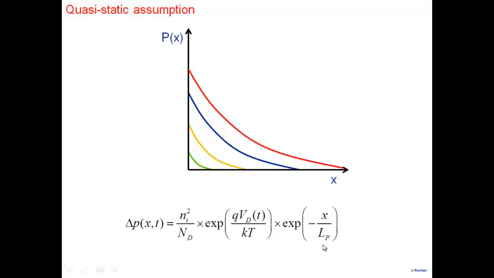But remember, how did we calculate this here? Exponent minus x by LP, where did it come from? This shape, where did it come from?